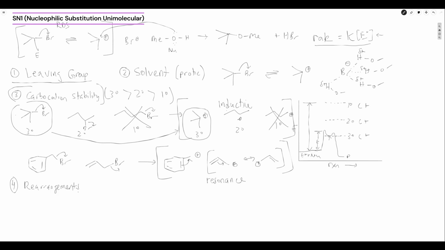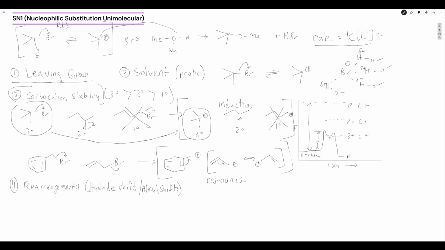And I will actually go through this in greater depth in a separate video. This is the kind of thing that actually requires, I think, a separate video. So we'll talk about both hydride shifts and we will talk about alkyl shifts. Both of these can take place.